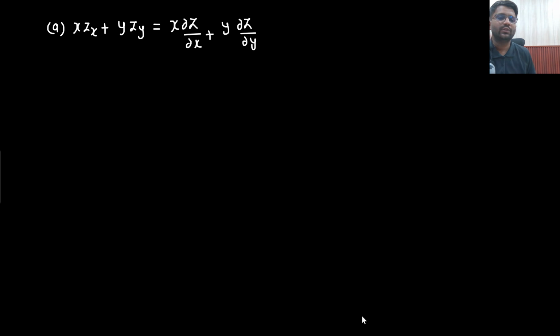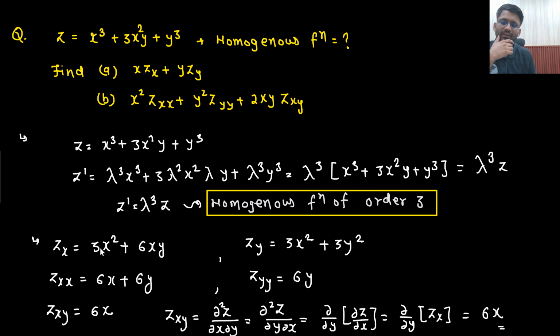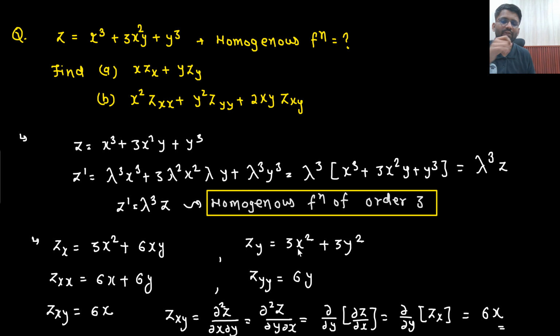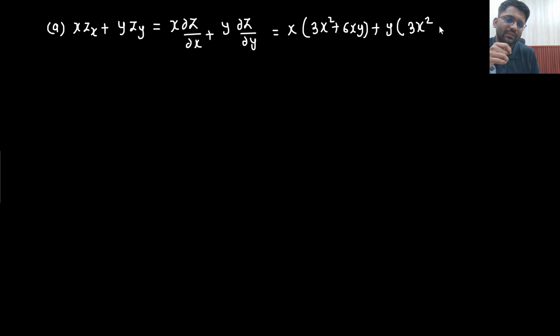Now let's find out a. What is a saying? X into zx plus y into zy, or a better way of writing it, x into del z by del x plus y into del z by del y. How will you say it? X into partial differentiation of z with respect to x plus y into partial differentiation of z with respect to y. What is it coming out to be? X into the zx value. What was the zx value? The zx value was 3x square plus 6xy. So x into 3x square plus 6xy, plus y. What is the zy value? That is 3x square plus 3y square.